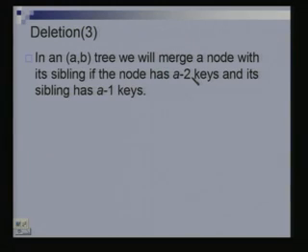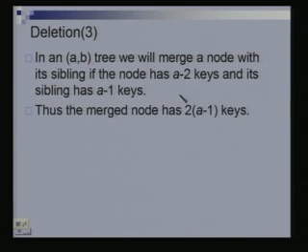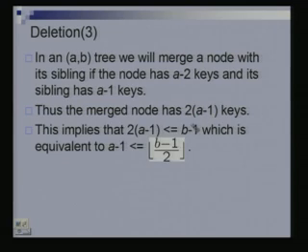After merging, the new node that gets created, how many keys will it have? The sum of these two plus 1. Why plus 1? One came down from above. So it will have 2a minus 2 plus 1, that is, 2a minus 1 keys. Now 2a minus 1 better be less than or equal to b minus 1. This is the same as saying that a minus 1 better be less than (b minus 1)/2.